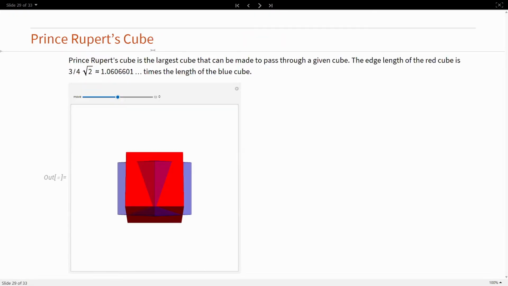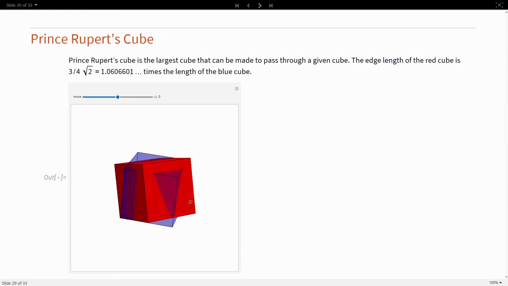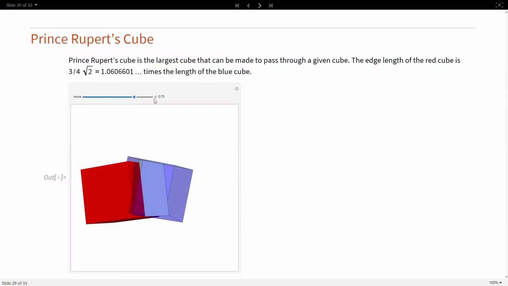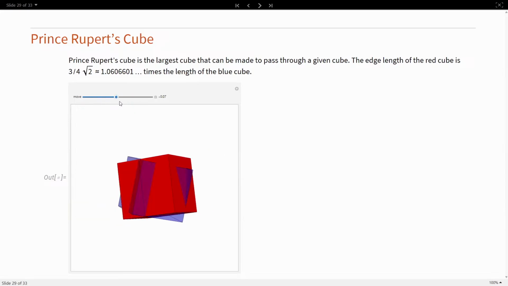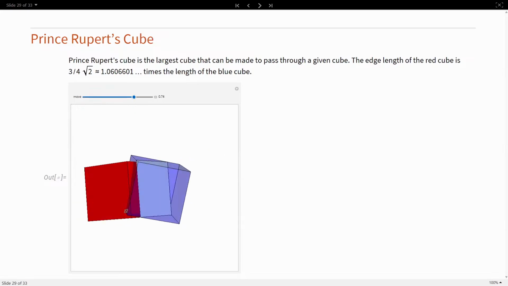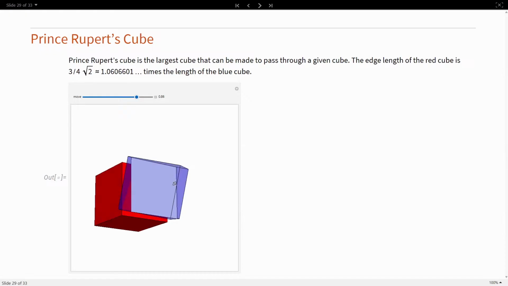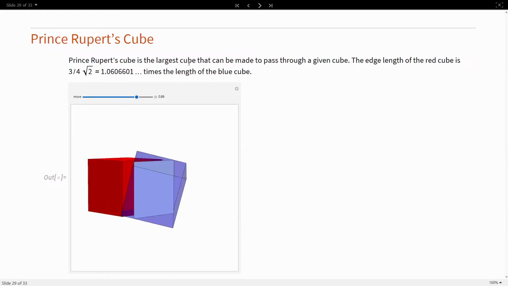One other thing that recently came out, this is what's called the Rupert's cube problem, Prince Rupert. Canada used to be called Rupert's Land. One of the problems he showed was that you could take a cube and pass a larger cube through it if you drilled a hole through it. And this is known as Prince Rupert's cube. He named a whole bunch of things after himself.